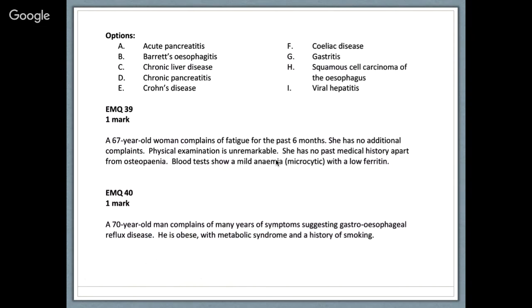The second one, 70-year-old man, many symptoms of gastroesophageal reflux disease, obese, metabolic syndrome, and history of smoking. Anyone know the answer? He's had many years of reflux. He's had reflux for a long time. Okay. Barrett's, yeah, perfect. Celiac disease and Barrett's.